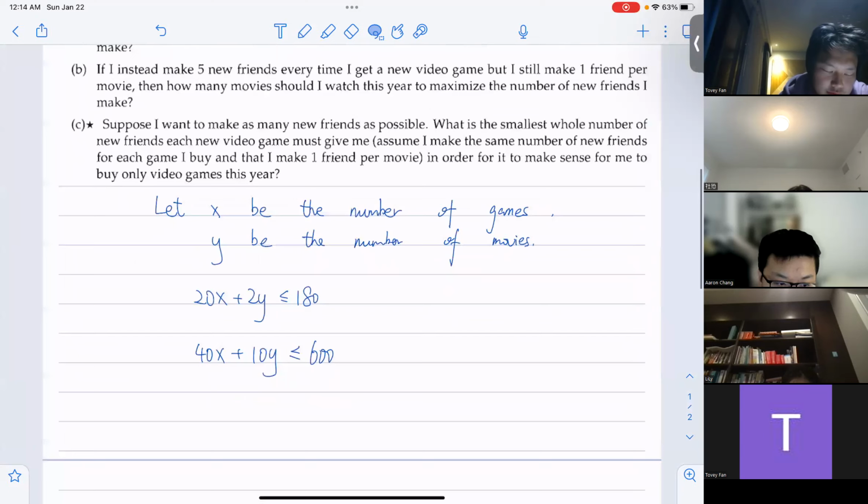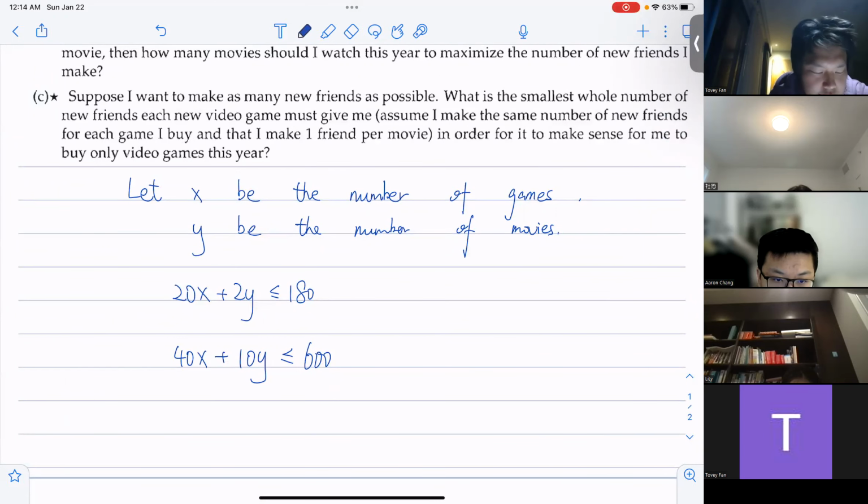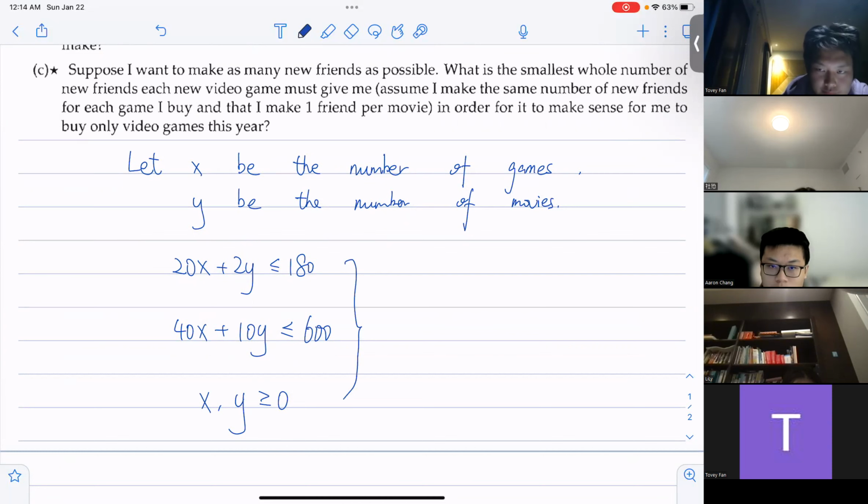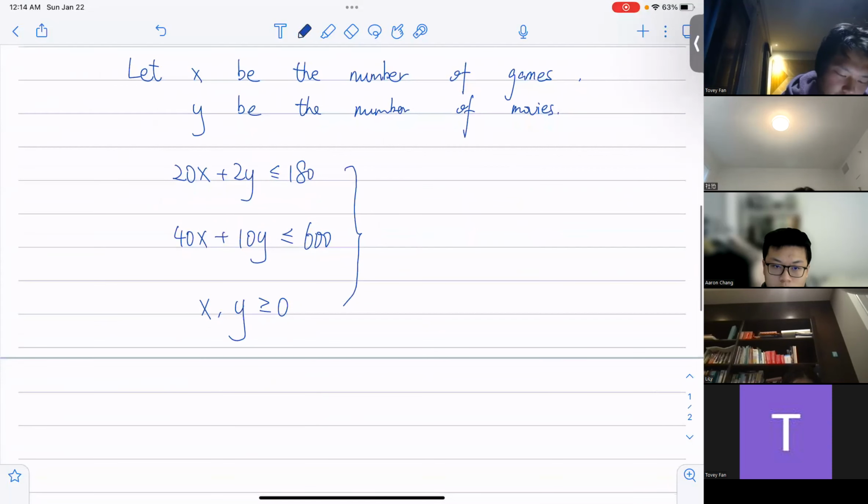There are two inequalities that are implied. Yes, x has to be greater than or equal to 0, and y has to be greater than or equal to 0, because they're numbers of games and movies. So now we can plot these. Let's plot them very roughly.